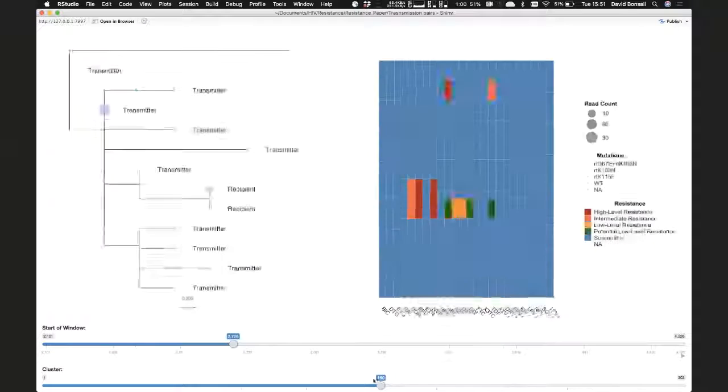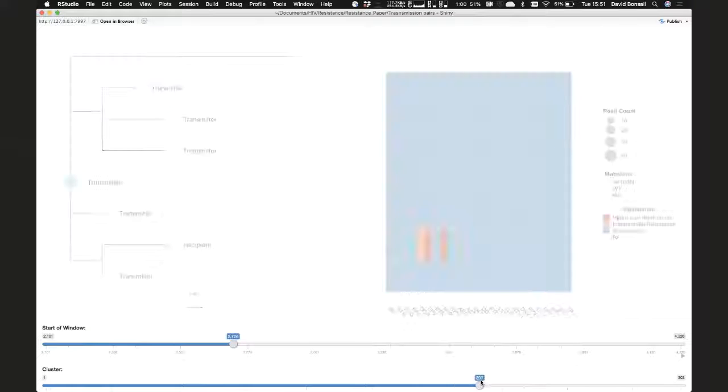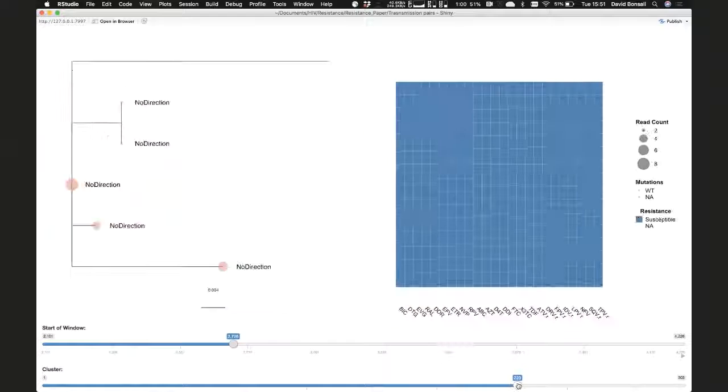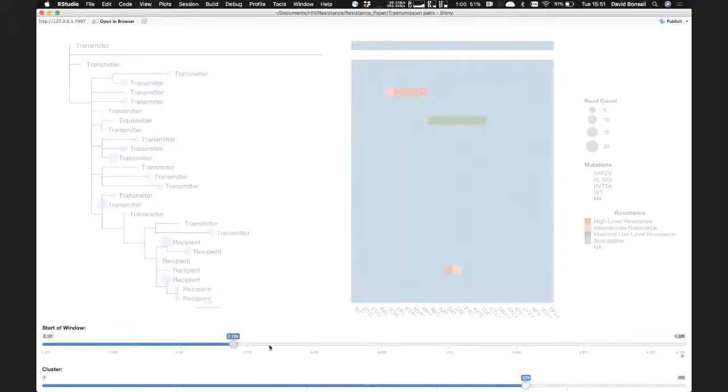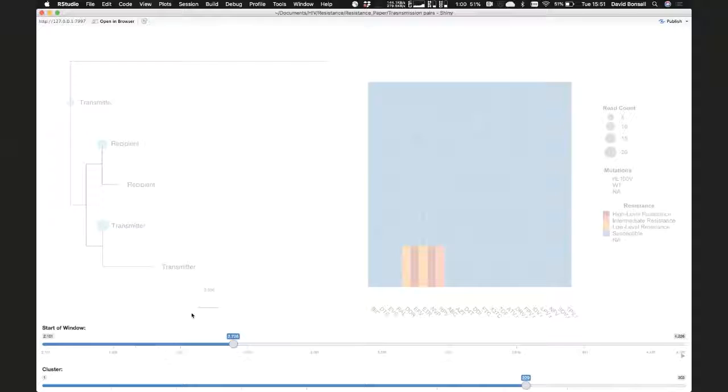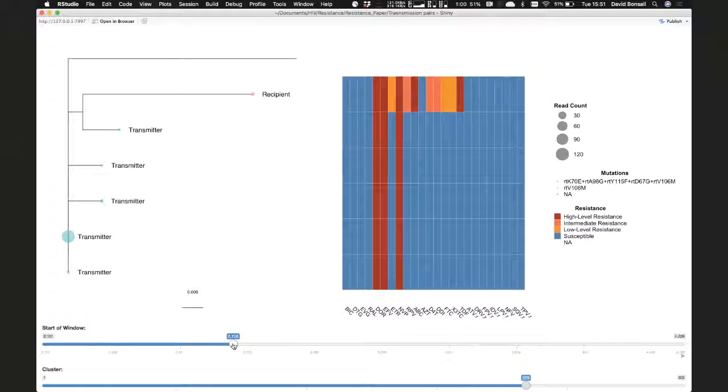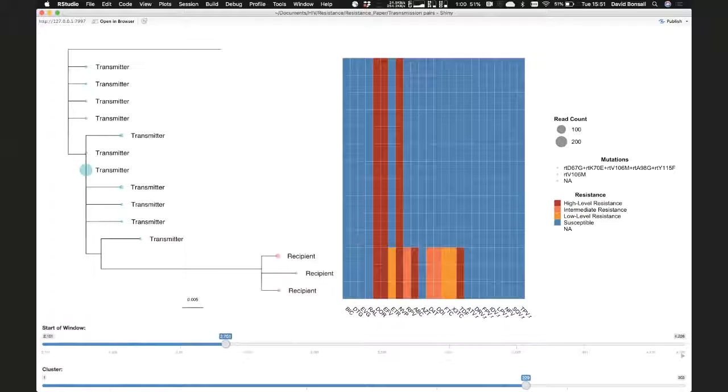Maybe just one more. Let's try. I'll be honest, I'm fishing out interesting ones. So yeah, here's a good one. You see that the 106M mutation seems to have been inherited from the transmitter, but the recipient also seems to have subsequently acquired all these additional mutations on top of that.